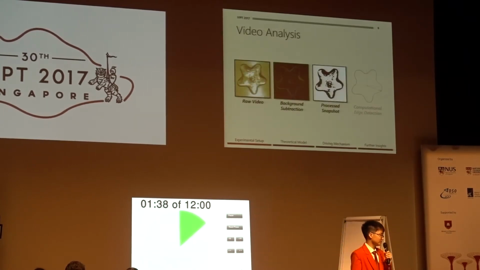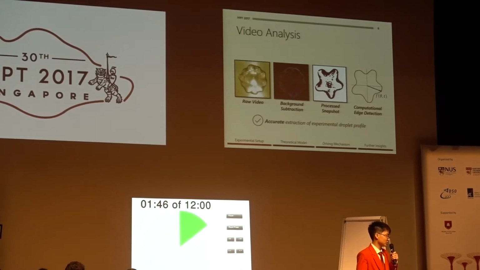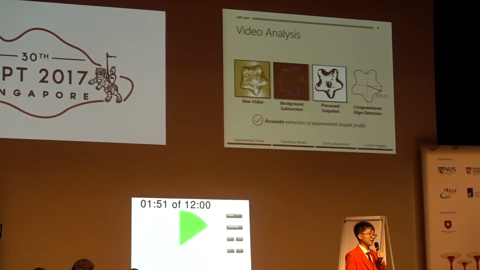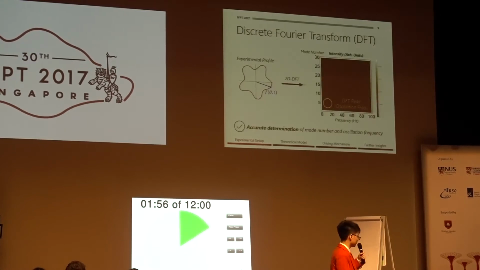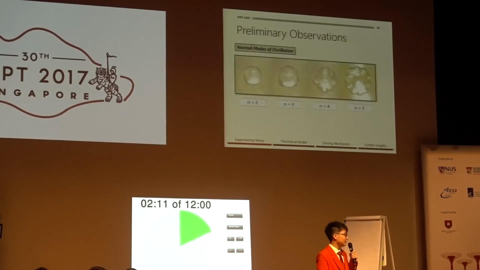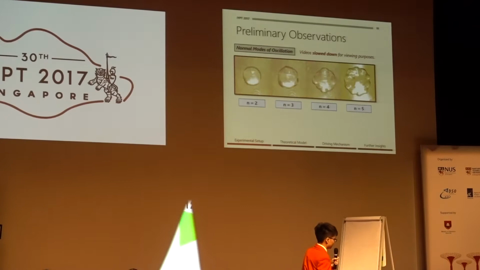In our video analysis, we first performed a background subtraction on our raw video to better visualize our droplet contour. We then binarized our video to obtain our processed snapshot and used computational edge detection to accurately extract our experimental droplet profile. We then performed a two-dimensional discrete Fourier transform on our experimental droplet profile. We observed a bright band corresponding to our DFT peak, which allows us to accurately determine both our mode number and frequency of oscillation. In our preliminary observations, we can observe the normal modes of oscillation of our drop, as we can see over here.